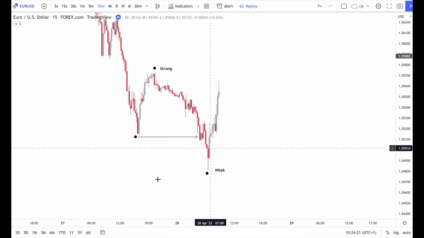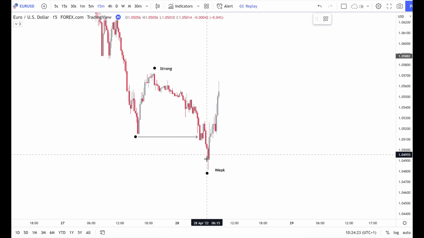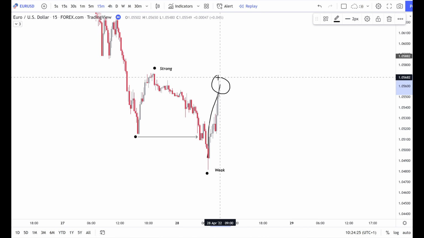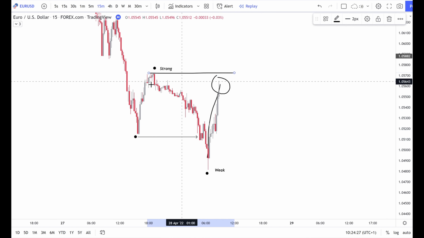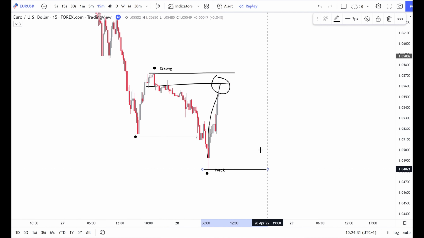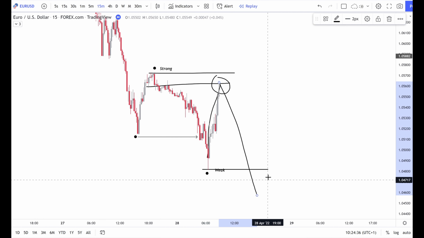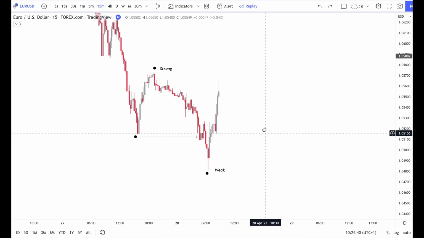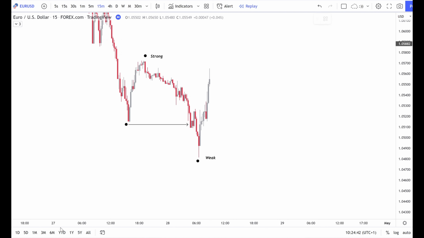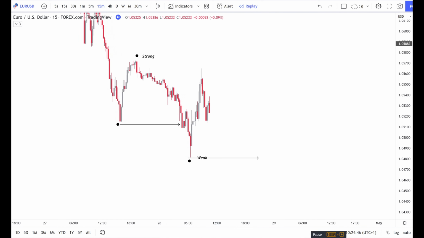We expect a pullback, which is what we're getting now. We expect price to come into, let's just say this is the extreme here somewhere that price has come into, and we expect this weak low to be targeted and taken out. And carrying on with our expectation order flow, let's just see what happens then. So this is what we expected to get taken out. Let's play price out.